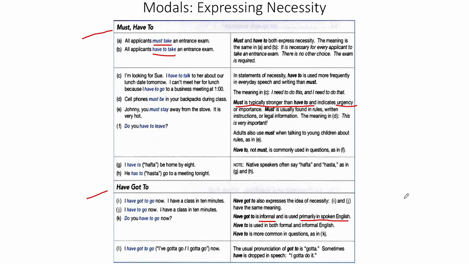Now, if we want to classify these modals, we can start with must as the highest degree of necessity, used in formal contexts, then followed by have to, then followed by have got to. So this is for the use of modals for expressing necessity.